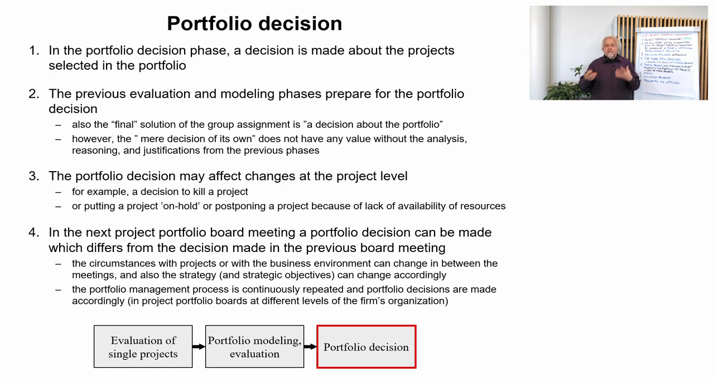The circumstances change, projects develop, we learn during the projects. We, for example, may learn that a certain project doesn't actually bring the value that was expected, and therefore we must kill it, and so on. This decision cycle, evaluation of single projects, portfolio modeling and portfolio decision, is repeated continuously on a regular basis, and the decisions are made in the project portfolio meetings.